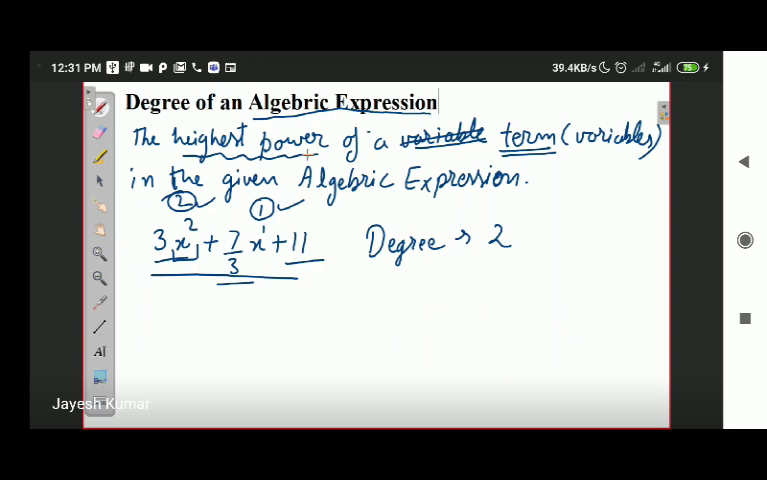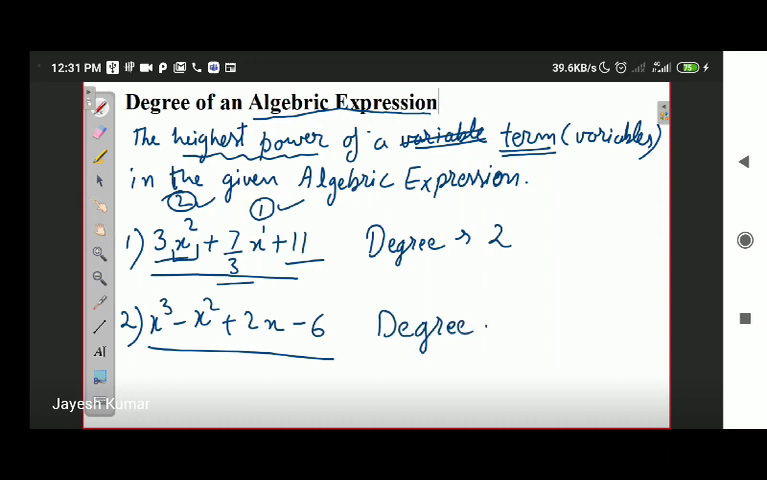Okay, let's take another example. This is again from your book, x cube minus x square plus 2x minus 6. We have to determine the degree of this polynomial.